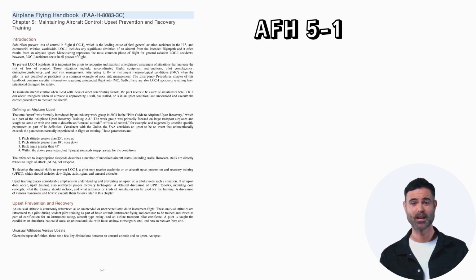Defining an airplane upset. The term upset was formally introduced by an industry work group in 2004 in the Pilot Guide to Airplane Upset Recovery, which is a part of the Airplane Upset Recovery Training Aid. The work group was primarily focused on large transport airplanes and sought to come up with one term to describe an unusual attitude or loss of control, for example, and to generally describe specific parameters as part of its definition.